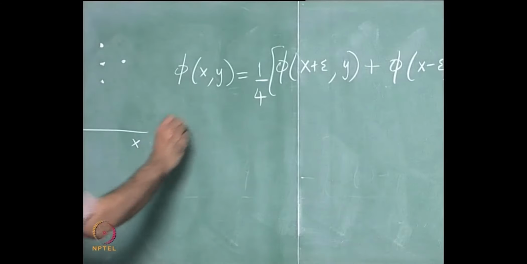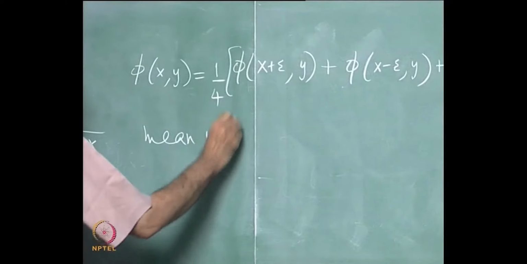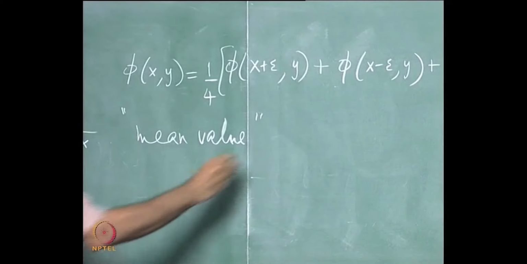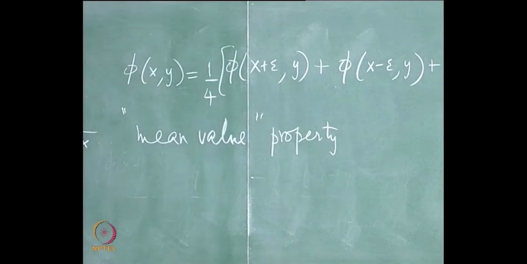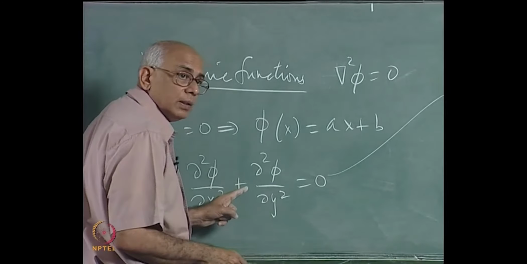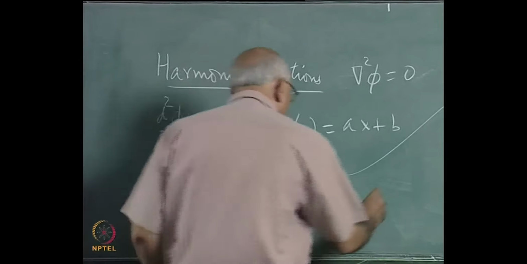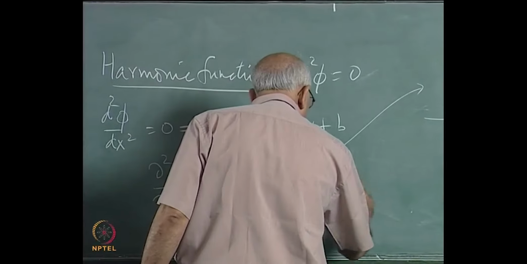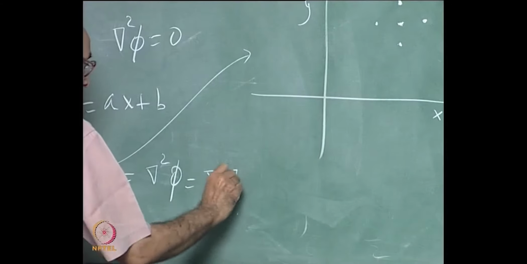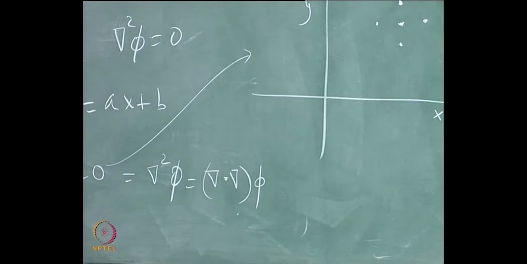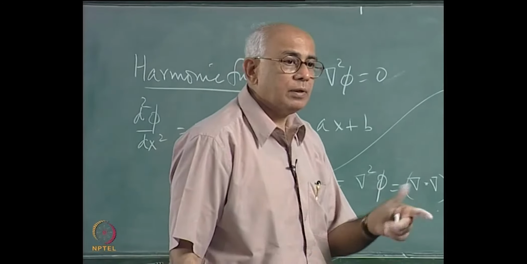It is this mean value property that distinguishes a harmonic function. This is the actual meaning of what a harmonic function is. And of course this operator here, this second derivative operator, is a scalar operator, because recall this is the same as saying del squared phi, but del squared is del dot del on phi, and that is a scalar operator, and therefore it is actually invariant under rotations of the coordinate system.